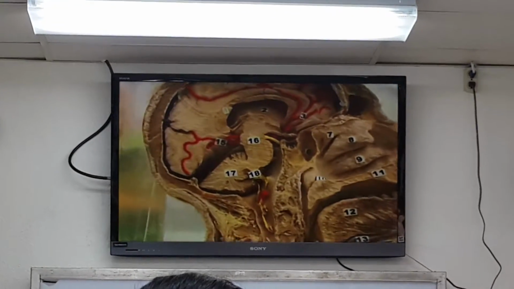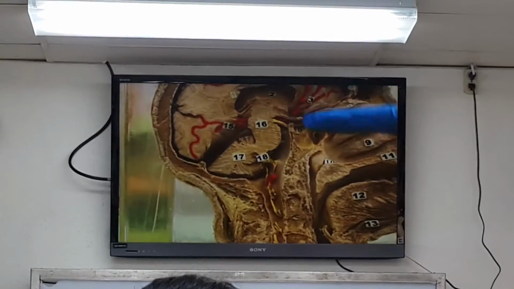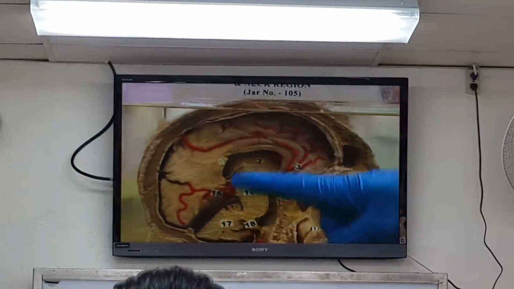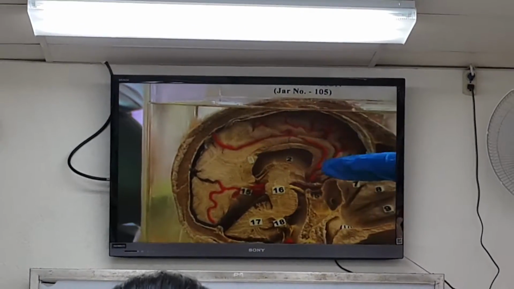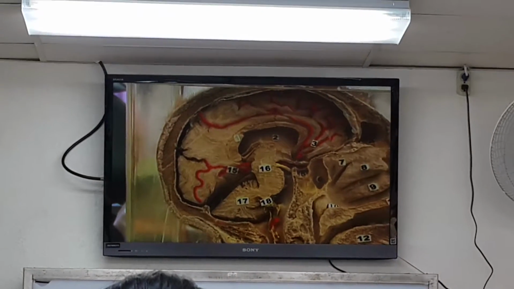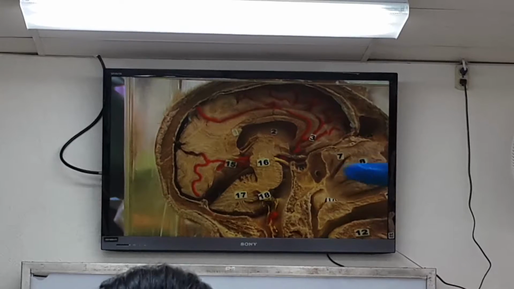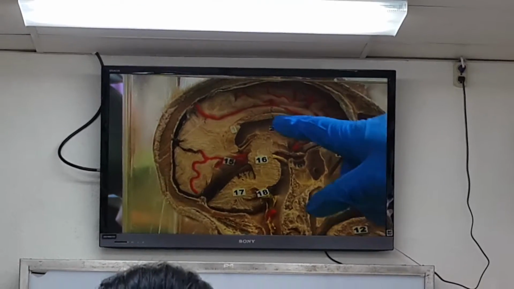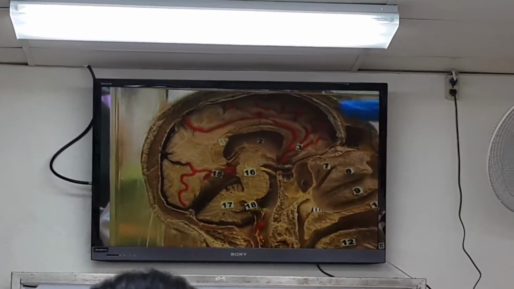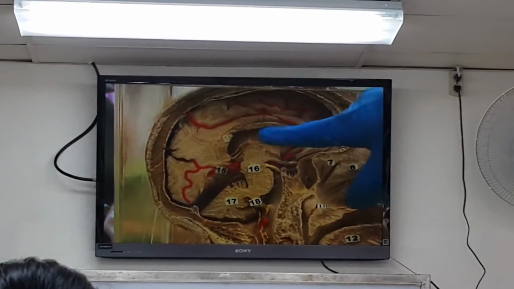You can see now, this is the medial surface of the cerebrum, and you can see number 1 labeled. This is the corpus callosum. The section has gone a little away from the midline, it's not in the midline area. The thalamus is not that clear here. And you can see this cavity here. This cavity is called the lateral ventricle. Again, anterior horn, front here, then the central part here.